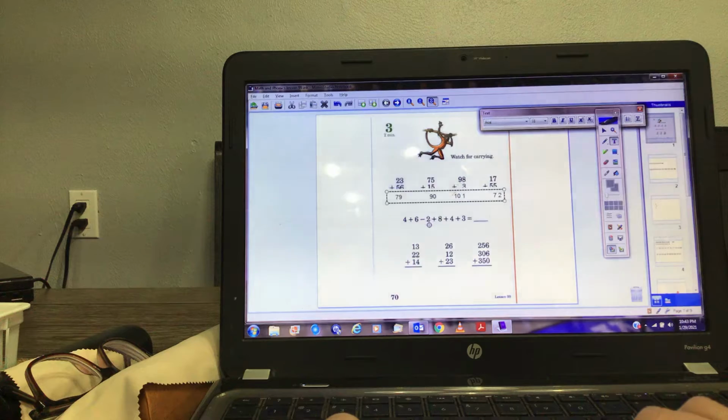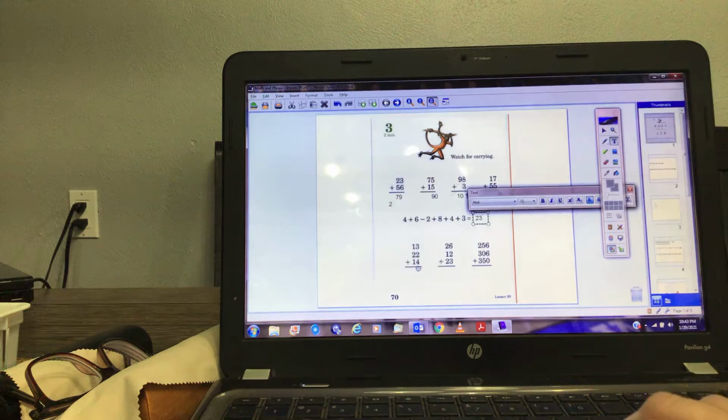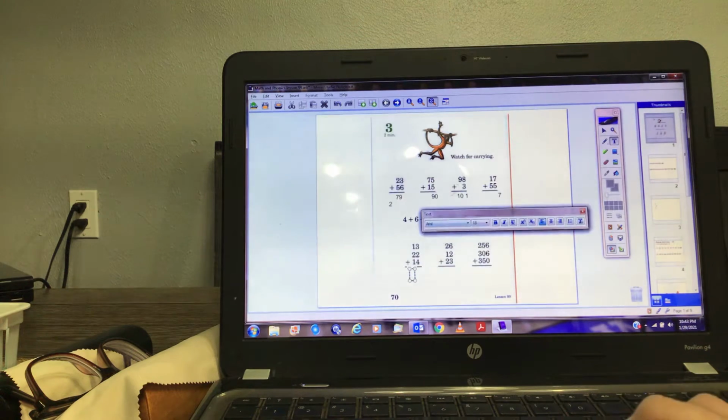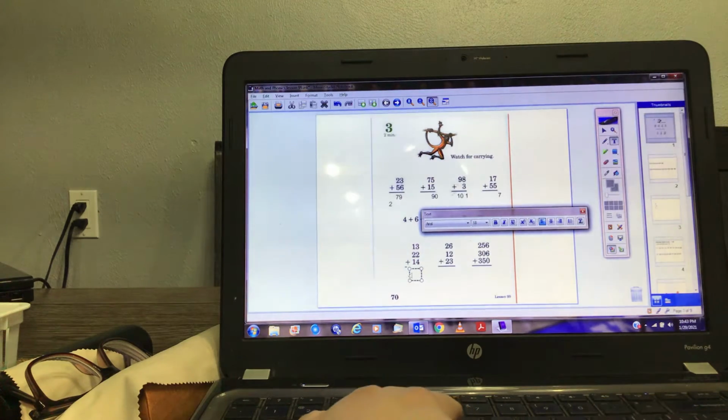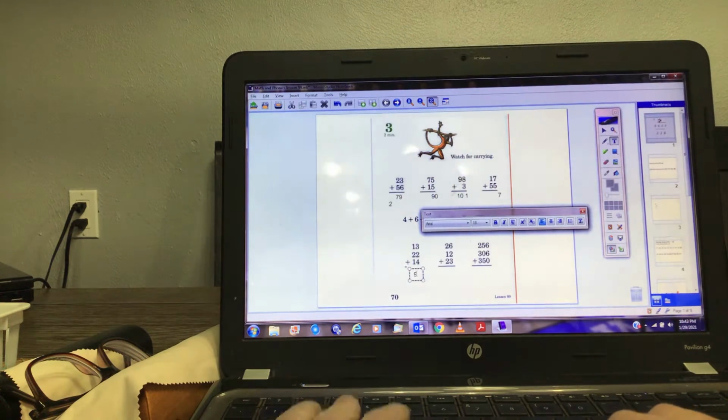10 minus 2 equals 8. 8 plus 8 equals 16. 16 plus 4 equals 20. And 20 plus 3 equals 23. Very good. Okay. Then I have 3 plus 2 equals 5, and 5 plus 4 equals 9. Very good. Then I have 1 plus 1 equals 2, and 2 plus 2 equals 4.